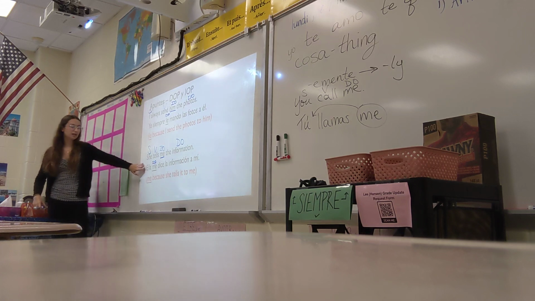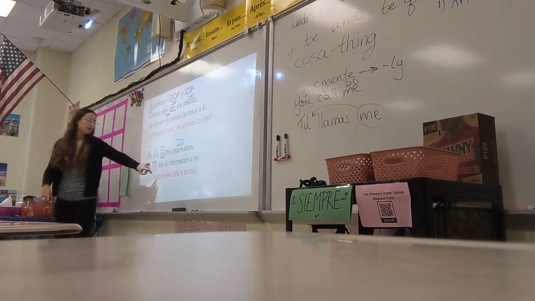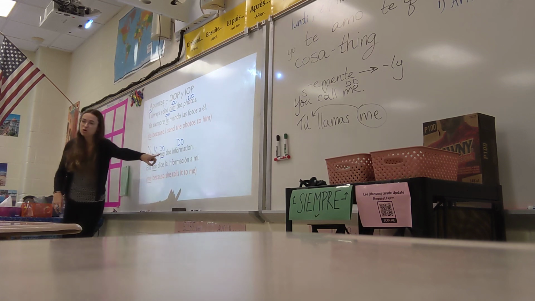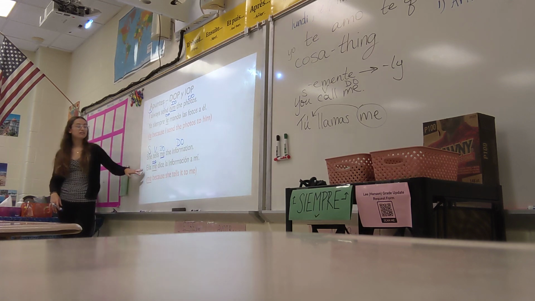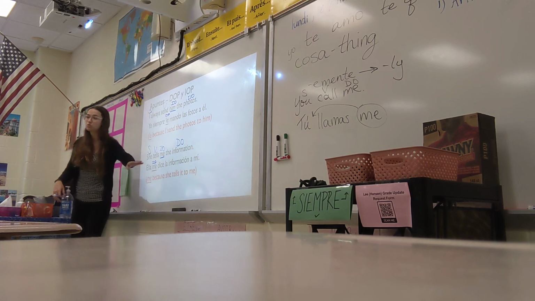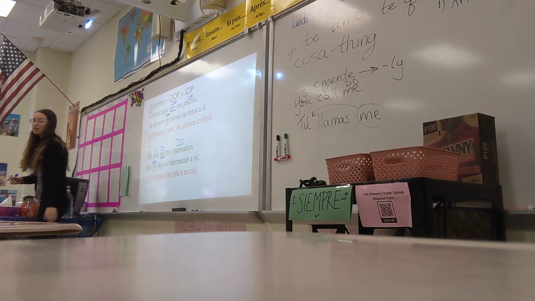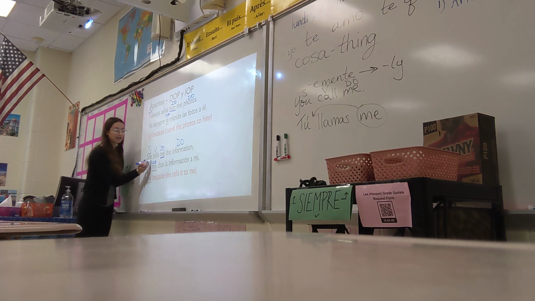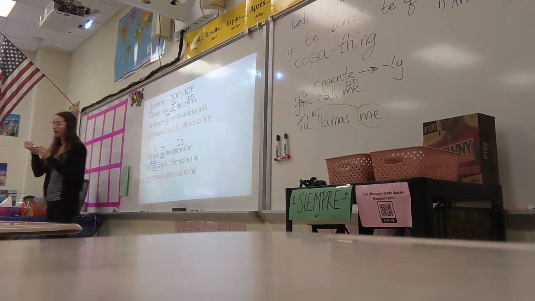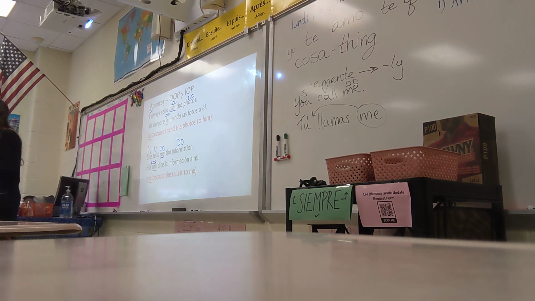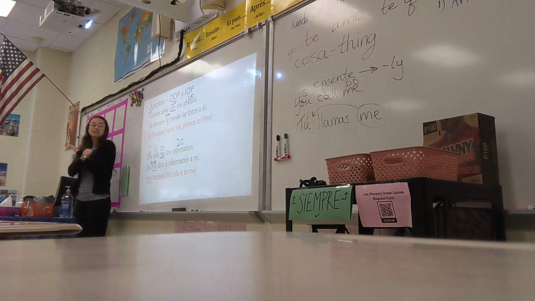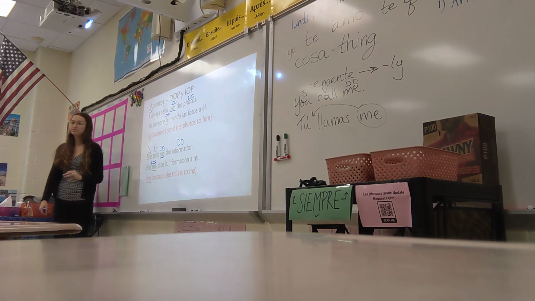This literally says she to me says the information to me. In English, we would just say she tells the information to me or she tells me the information. In Spanish, we must add in this indirect object pronoun to show who is receiving the information. Like I said, it's not something we do in English, but in Spanish, we do have to do it.